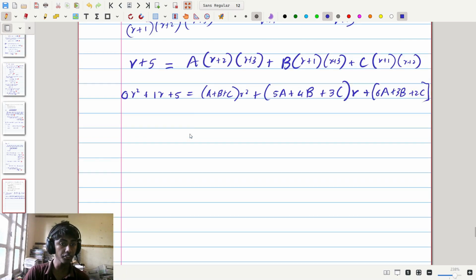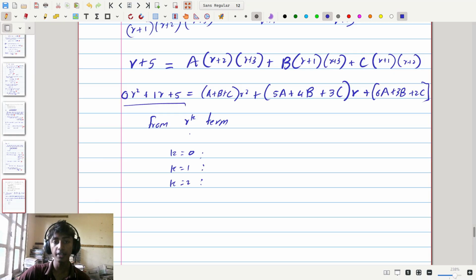Now considering the coefficients here, we can say from r to the k terms, if we consider k equals 0, k equals 1 and k equals 2, we can derive equations based on the fact that the polynomial on the left hand side is identical to the polynomial on the right hand side. So from the r equals 0 terms, which are the k equals 0 terms, which are the constant terms, on the left hand side we have 5, and on the right hand side we have 6a plus 3b plus 2c.